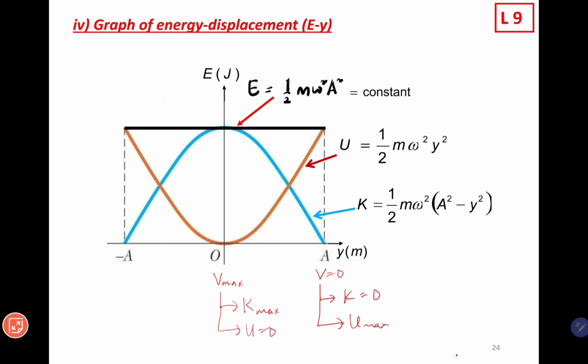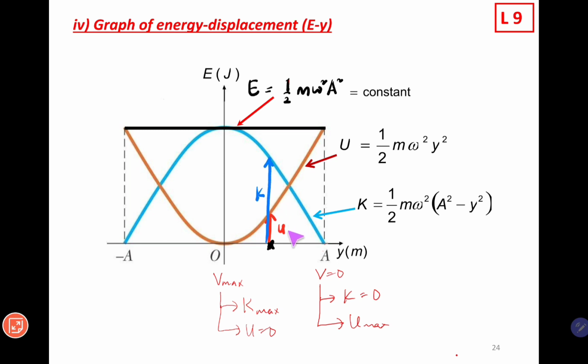Okay. So what does it mean? Let's say at this position. At this position, what happens? Alright, so let me change the color first. Okay, the brown one represents U. So this is our U. And this is our K. The blue one represents our K. Okay, at this position, this is K.